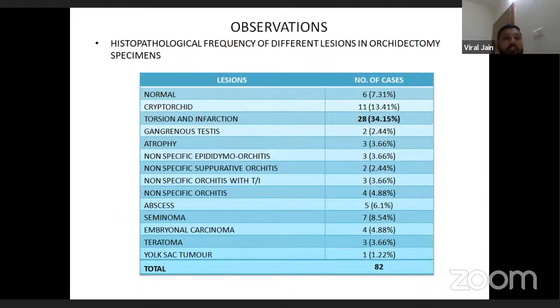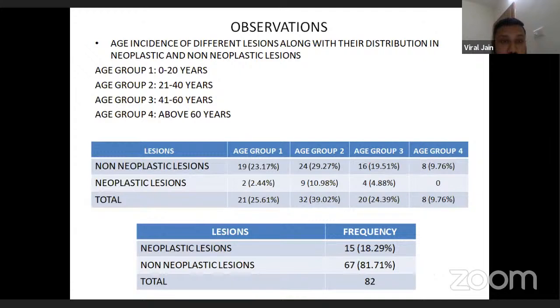Here are the observations. We have divided the lesions into normal testes, cryptorchid, torsion and infarction, gangrenous testes, atrophy, non-specific inflammatory conditions, abscess, seminoma, adrenal carcinoma, teratoma, and yolk sac tumor. We have divided different ages into age groups. Group 1 is 0 to 20 years of age. Group 2 is 21 to 40 years. Group 3 is 41 to 60 years. And group 4 is above 60 years.